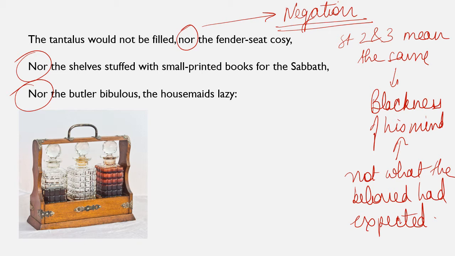And here, just to make the explanation easier, I have given this picture also. This is a Tantalus, and this was a very sophisticated item in an English household. These, as you can see, are liquor bottles. So the liquor bottles are visible. They are visible and yet they are locked. Here you can see this is a lock here. So you cannot take out the liquor bottles even though you can see them.